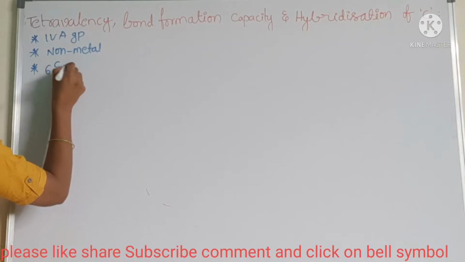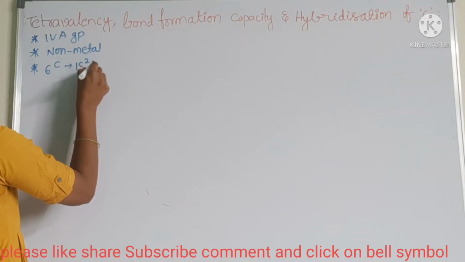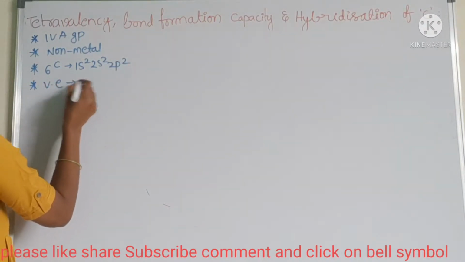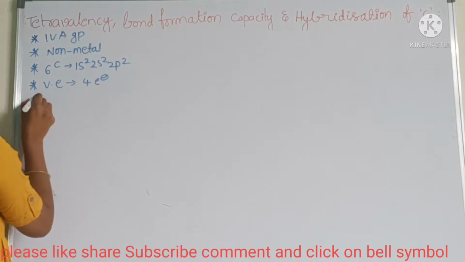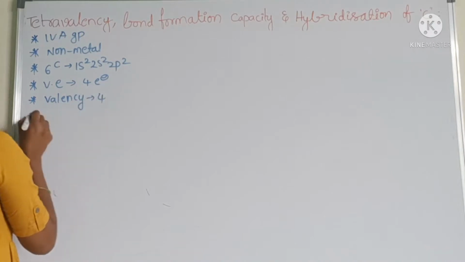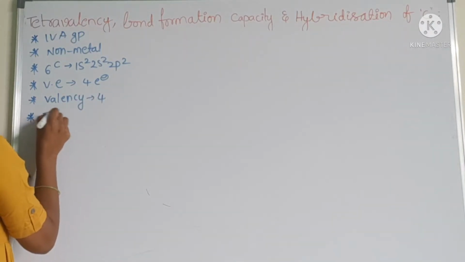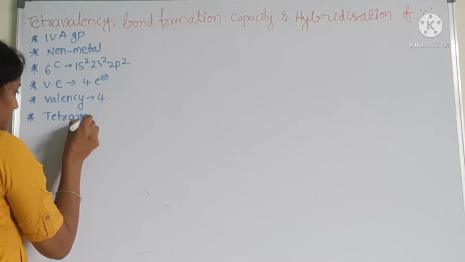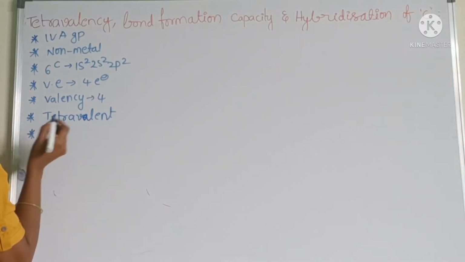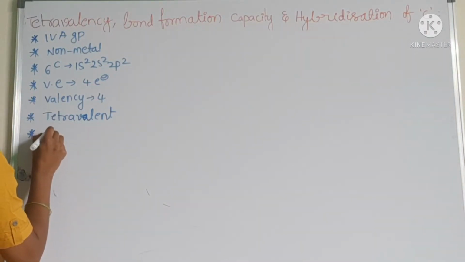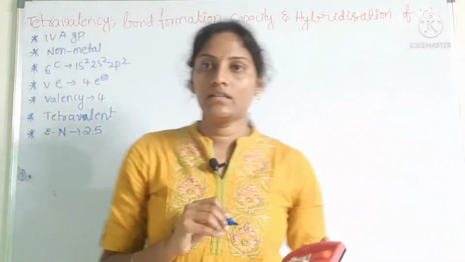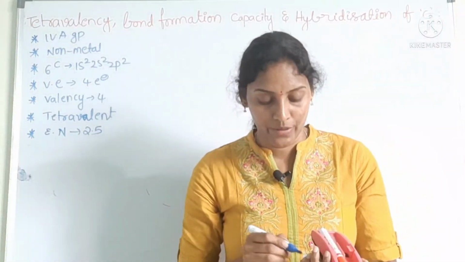Its atomic number is 6, electronic configuration is 1s2, 2s2, 2p2. Valence electrons in carbon are 4 electrons, so its valency is 4. So it is a tetravalent element or atom. Its electronegativity is 2.5. See, these are the general introduction about carbon.